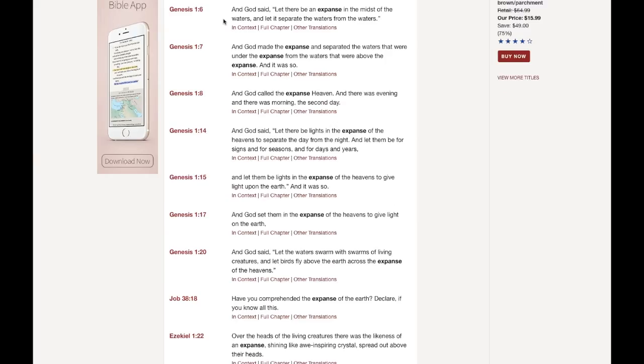It's easier to conceptualize with this word expanse. At least for me, when I hear that word firmament, it's not a common word. We don't use it so much these days. I think of something solid. But that's not what the word means necessarily. It says, let there be an expanse in the midst of the waters. That means atmosphere. That means air.